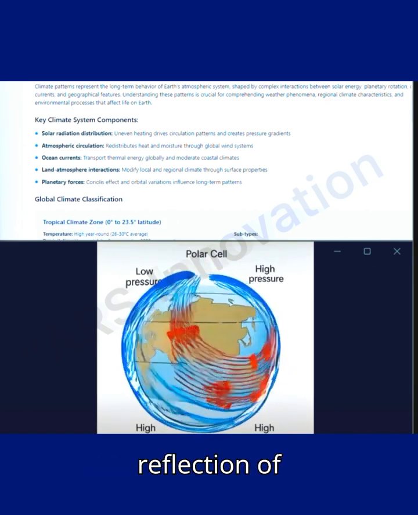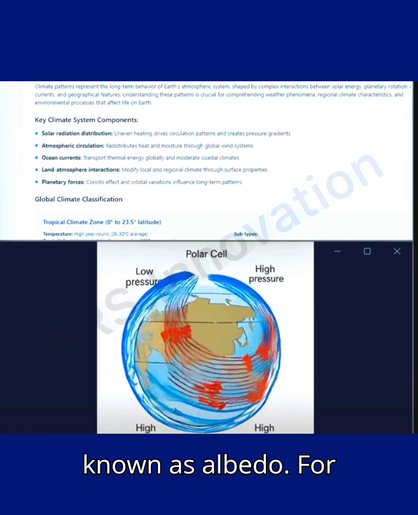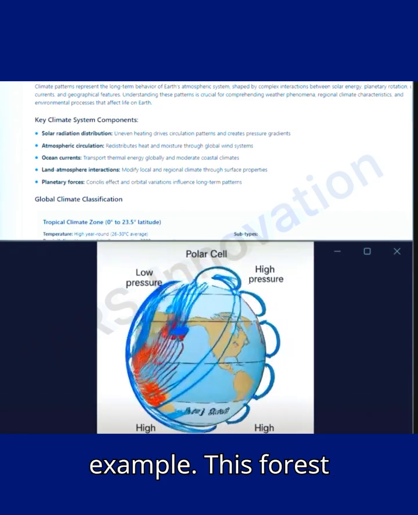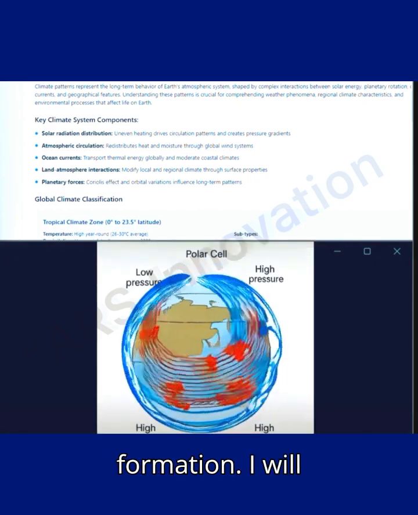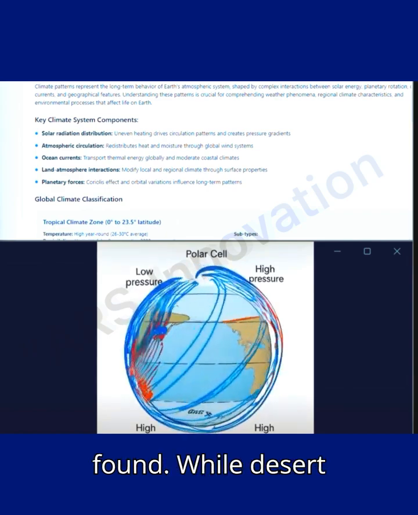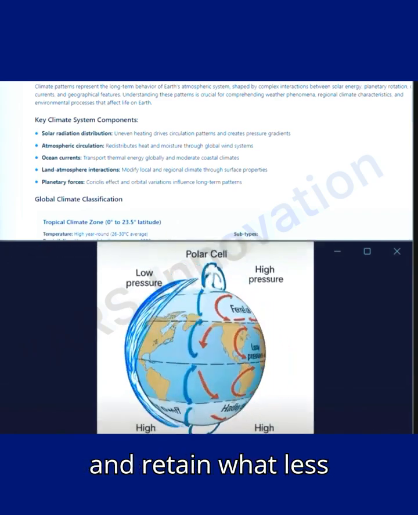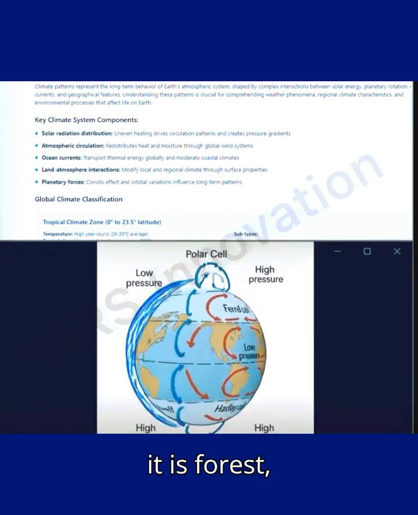Vegetation also affects climate by influencing evaporation, transpiration, and the reflection of sunlight. What is the reflection of sunlight? It is also known as albedo. For example, a forest releases moisture into the air and contributes to cloud formation. I will later explain how clouds form and also how deserts are formed. Deserts reflect more sunlight and retain less heat.